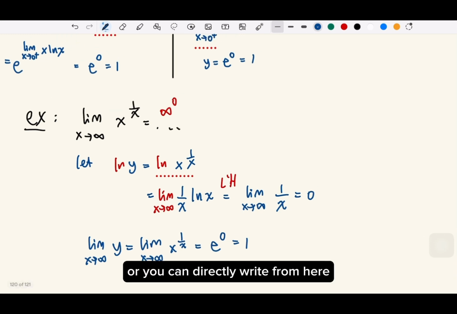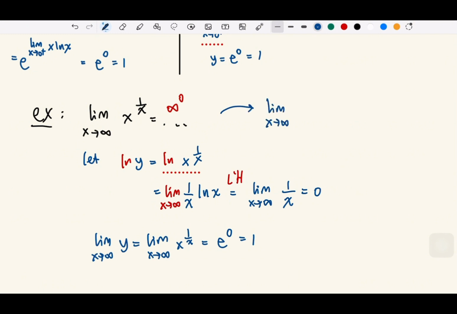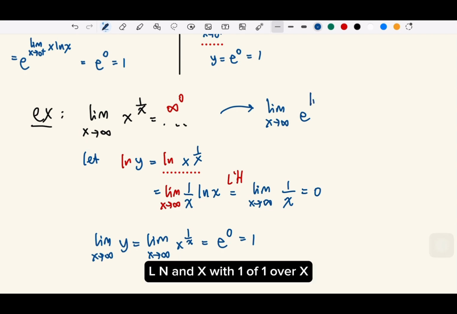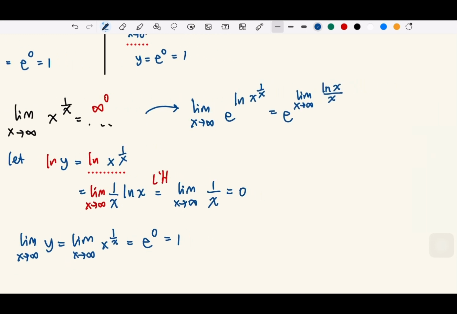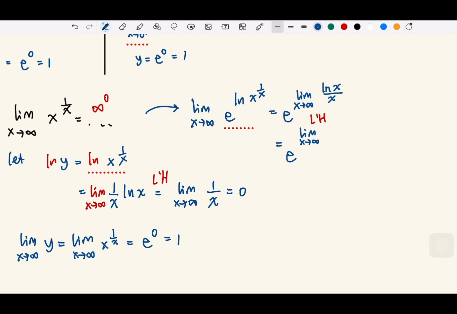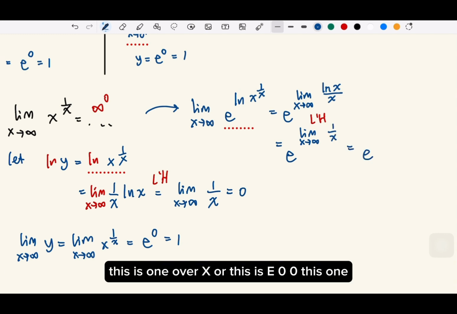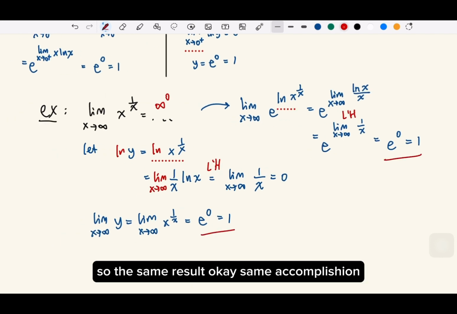Or you can directly write from here e to the ln of x with power of 1 over x. And then you take the L'Hopital. This is 1 over x, so e power of 0 is 1. So the same result, okay, the same conclusion.